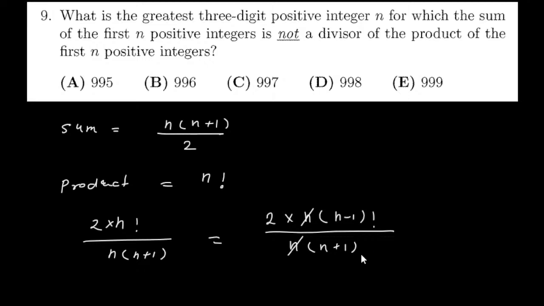Okay, so that means n plus 1 is definitely greater than n minus 1. So this n plus 1 should be a prime number. Okay, what I am saying, I myself am a little confused.